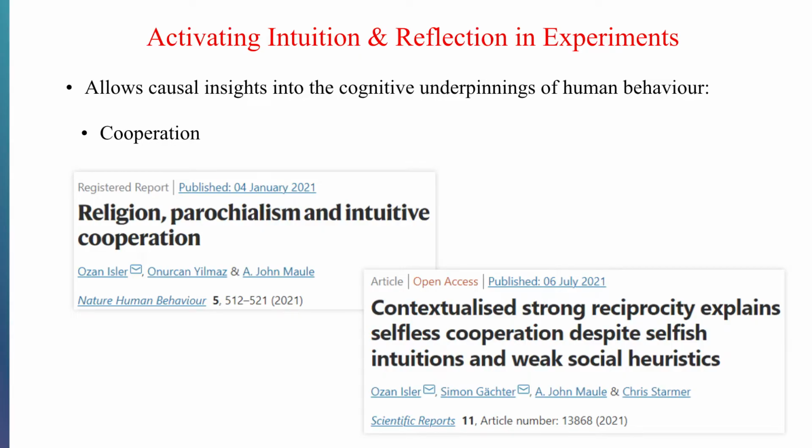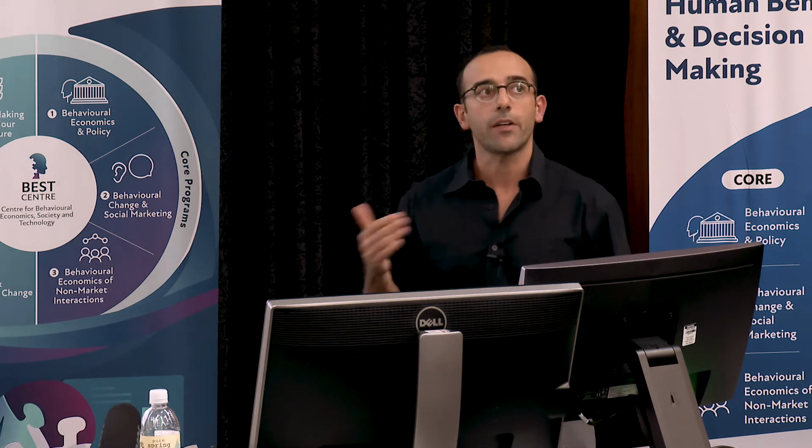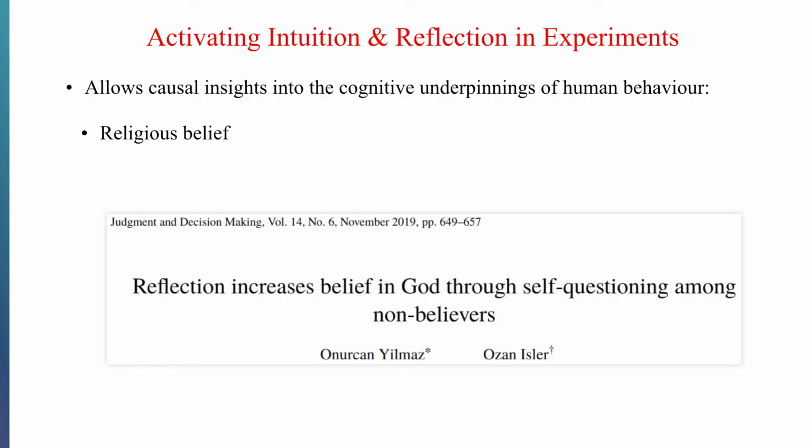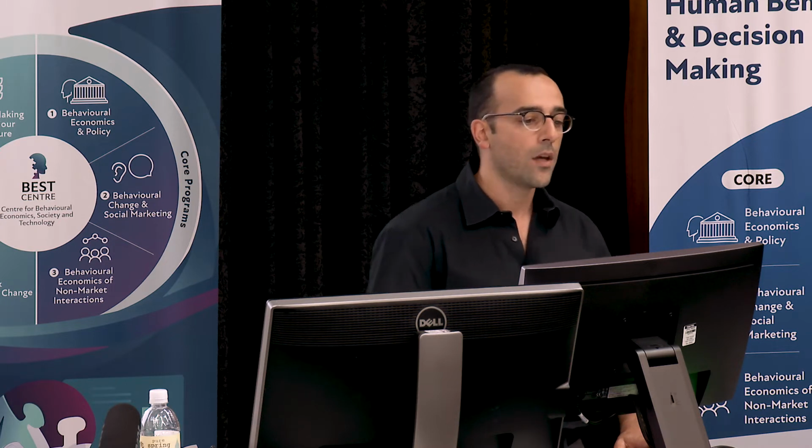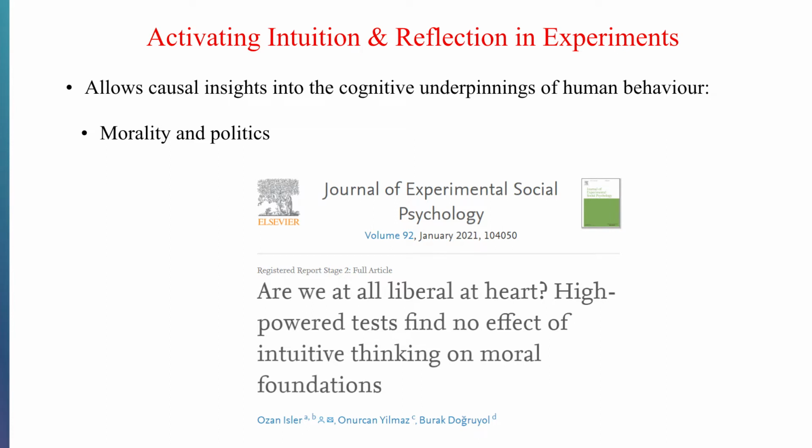Using a similar manipulation in a separate paper, we looked at the cognitive underpinnings of strong reciprocity in one-shot cooperation decisions and showed again that reflection actually increases cooperation, which is against the current dominant hypothesis of intuitive cooperation. In another domain, religious belief, we looked at, again, the cognitive underpinnings of belief in God, and found that, in fact, reflection increases belief in God through self-questioning among non-believers in particular. So this, again, goes against the current dominant paradigm in this particular domain. And various other studies extend across various domains, including morality and politics, using similar manipulations.